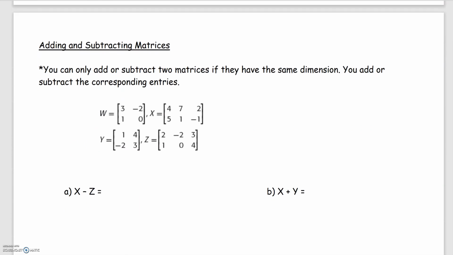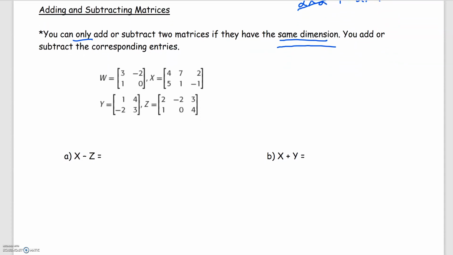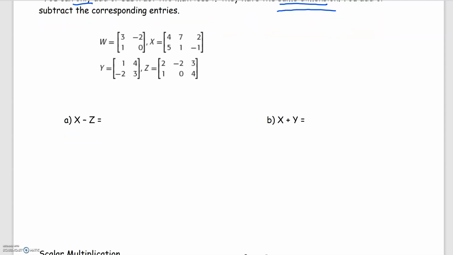Right, adding and subtracting. So you can only add and subtract matrices if they have the same dimensions. So if it is a 2 by 2 and you're trying to add a 2 by 1, you cannot do that. They have to be the same dimension, same size. So let's take a look at this first one here.